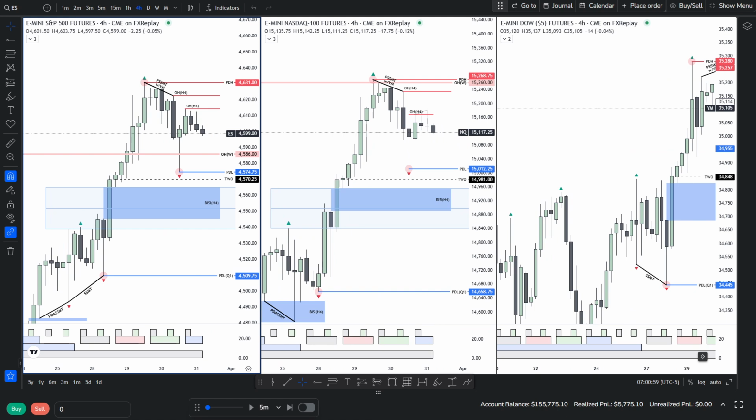So I've noted the clean and clear swing point below the marketplace or below current price. Referencing the previous day's low, and also where near term liquidity would reside. Okay.